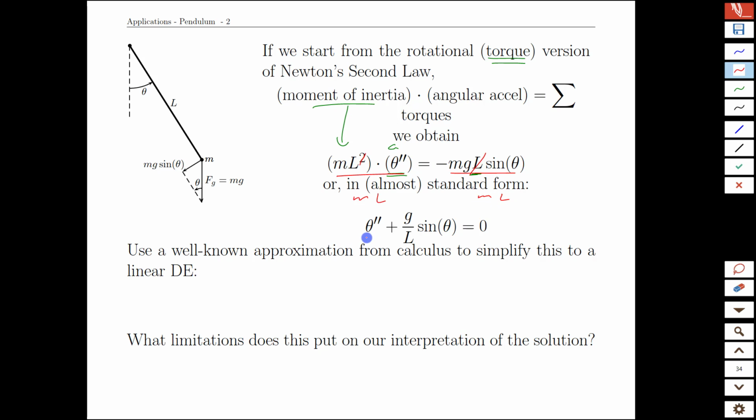And then what we're left with is the theta double prime. And the m's cancel, g stays and is divided by L. And we just bring this over to the other side and it becomes positive. And we end up with an equation that looks very similar to ones we've seen before. We have the second derivative, or acceleration, plus g over L times sine of theta. This is actually a substantial problem in some sense, because this is a non-linear equation.